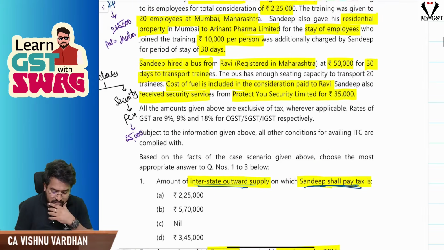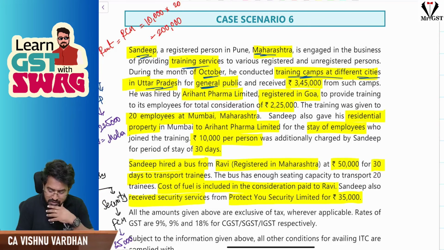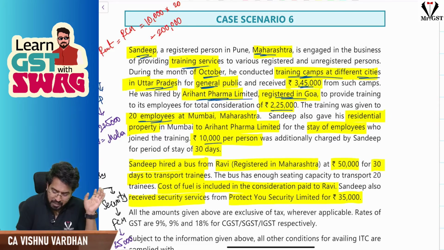Now, listen carefully here. The information they gave is Sandeep is from Maharashtra, training services he is providing. In October, he is providing training camps at different cities. Uttar Pradesh General Public he has provided services, 3,45,000. And again, Arihant Private Limited, registered in Goa. For them, he has provided 2,25,000. And he is also charging rent from this particular Arihant Pharma Limited for the 20 employees for whom he is giving training. Per day, 10,000 is the rent. For the stay of these employees.